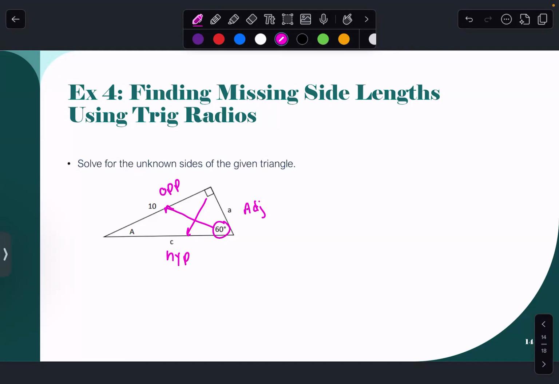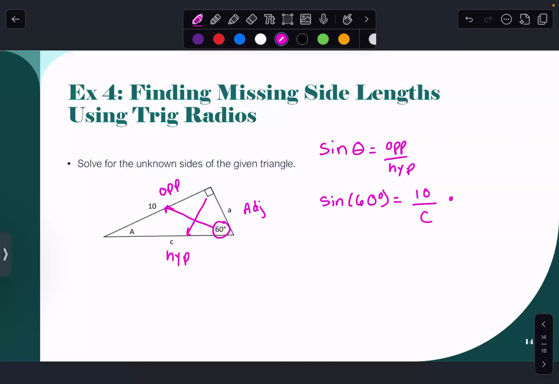So we're going to solve for a and c. So how do I do this? First of all, I think I want to use sine because sine is the ratio of opposite over hypotenuse. So we're going to use sine of theta, I'll just call it theta for now, is equal to opposite over hypotenuse. So now if I do that, I'd say sine of 60 degrees is equal to 10 over c. And I'll go ahead and set this up.